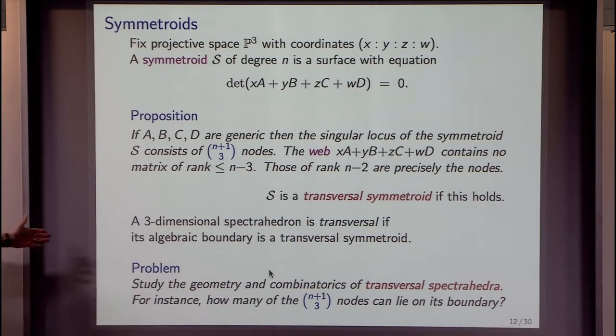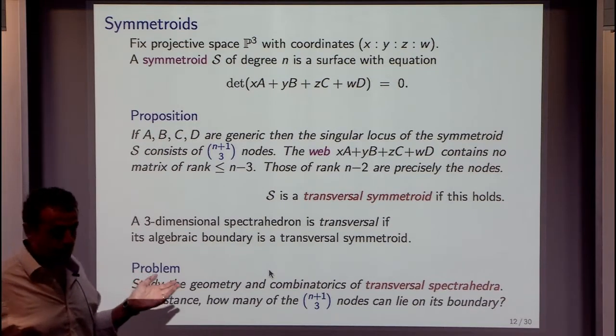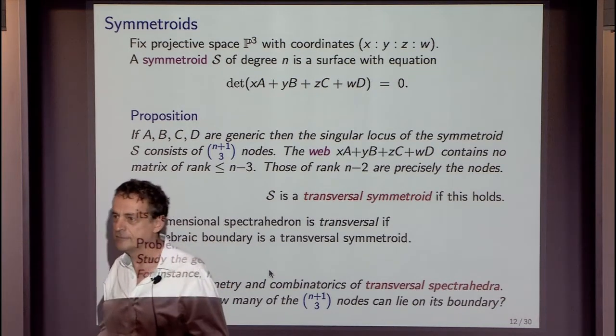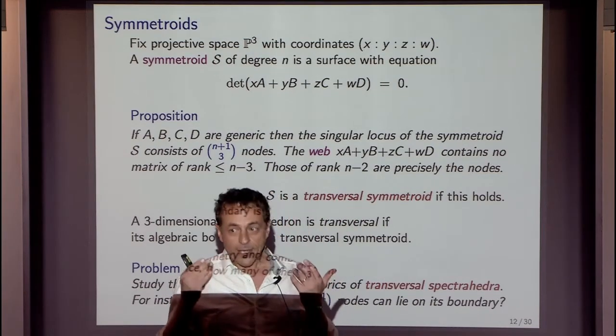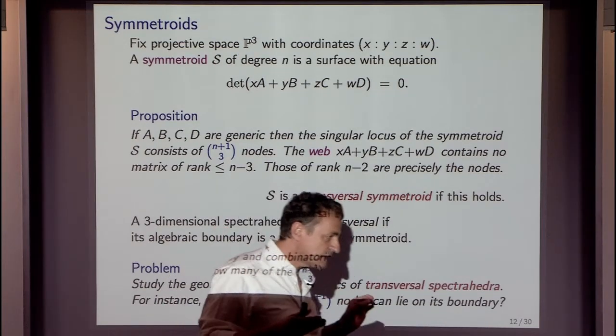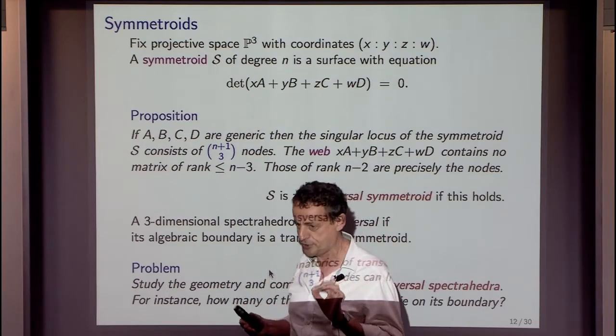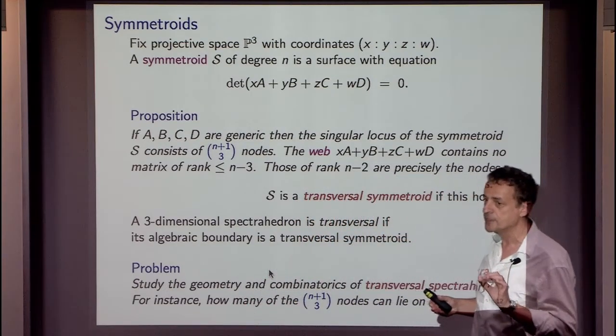I'm going to use the same language. I'm going to say a 3-dimensional spectrahedron is transversal if its algebraic boundary, the surface that makes up the colorful boundary, is a transversal symmetroid. Again, for simplicity, if you see some colorful surface in 3-space, such as the cylinder back there, to make it simpler, we think about the corresponding complex projective surface. That's an object that's much easier.